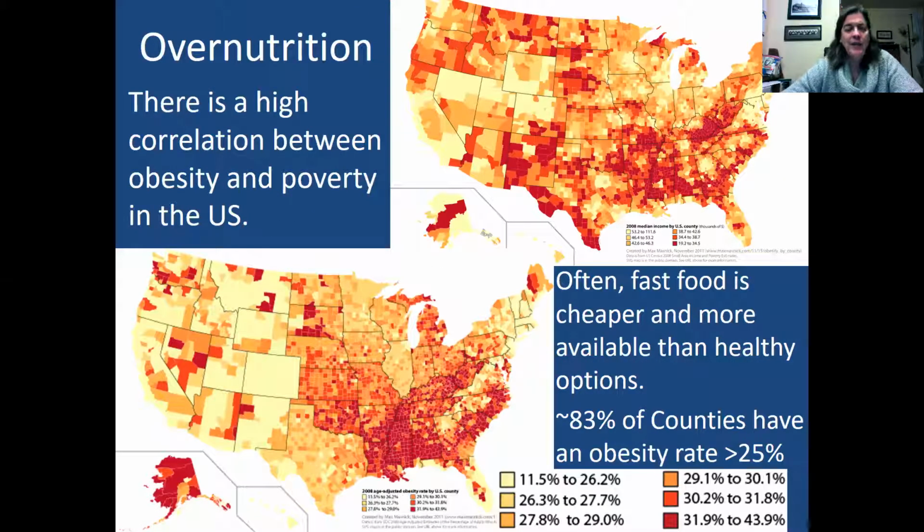Why do we have such high numbers? There's actually a really high correlation between poverty and obesity. The upper picture, it's a little hard to read, but this is median income, the red being the lower income, and then this one down here are rates of obesity. And you can see there's a pretty good correlation between low income and high rates of obesity. Part of that is that fast food, which is nutritionally deficient but highly caloric, is often more available and cheaper than, say, buying healthy fruits and vegetables. But 83% of countries worldwide have an obesity rate greater than 25%.